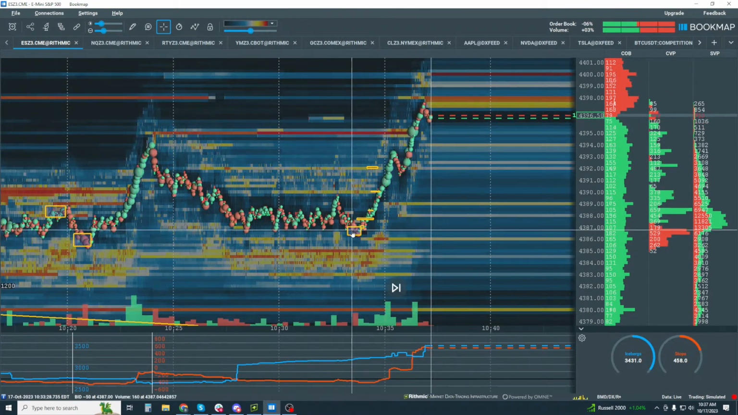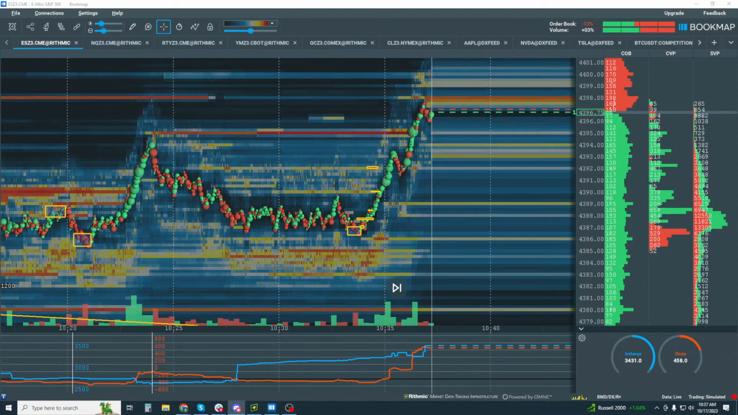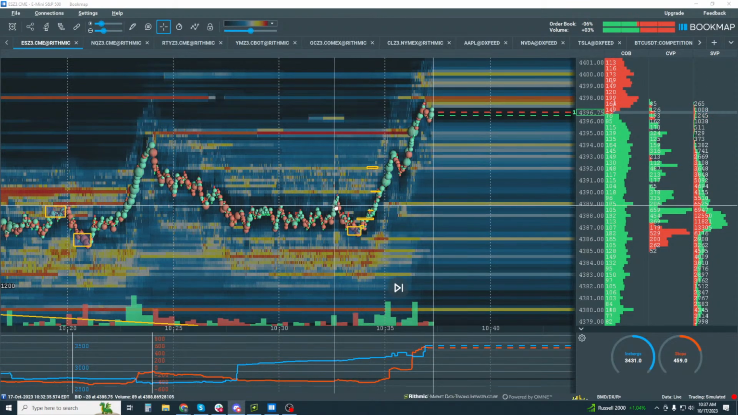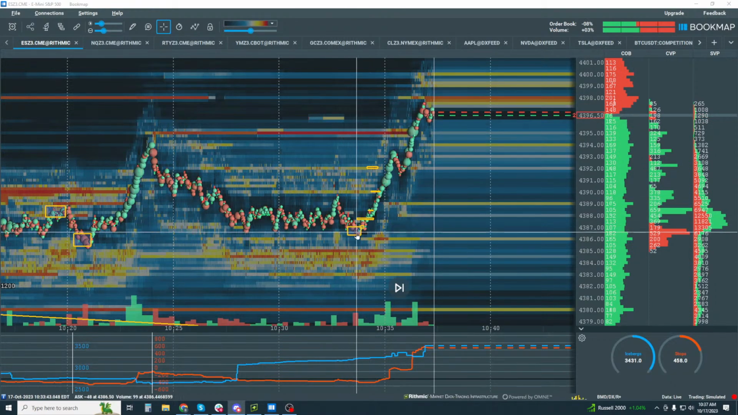I know we're going to get an image from Slowdown on this one. Good stuff. That's his spring right there. This is a spring as well. It just didn't follow through.